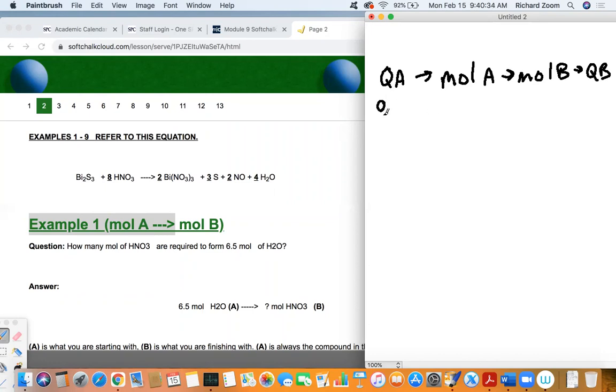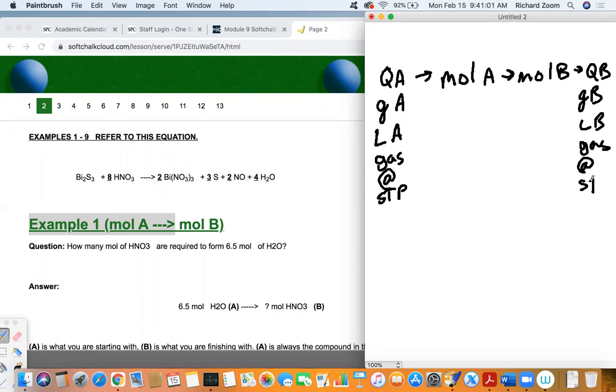Now, when I say QA, what I'm usually talking about here is grams of A or liters of A, and that's going to be gas at STP. And for QB, again, it could be grams of B or it could be liters of B, gas at STP. And I think if you're just aware of this kind of flowchart, even vaguely, then it makes the dimensional analysis required to get answers for these kinds of problems fairly easy.